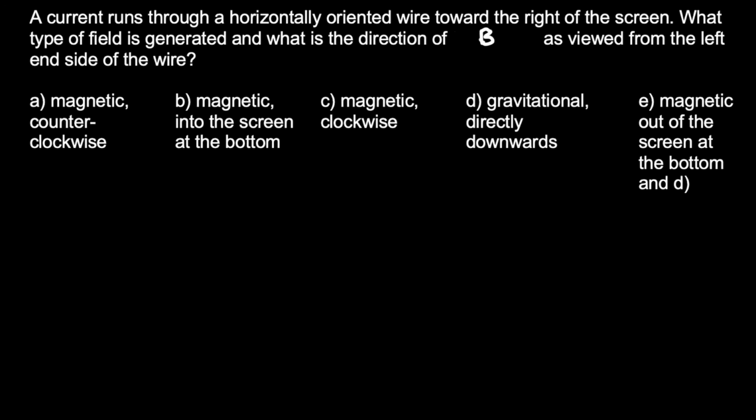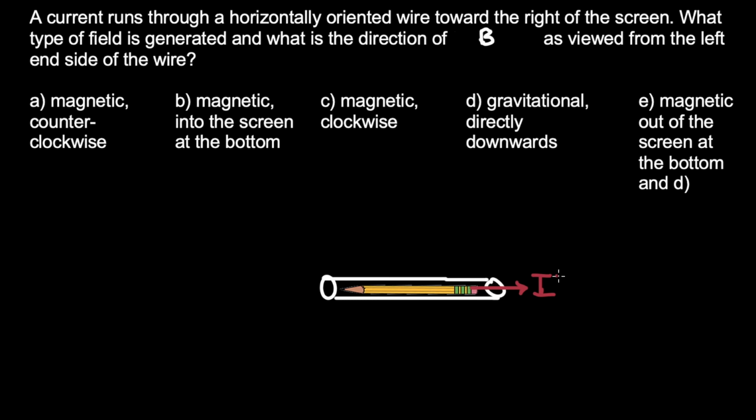A current runs through a horizontally oriented wire toward the right of the screen. What type of field is generated, and what is the direction of B as viewed from the left-hand side of the wire? Okay, so first, I would really recommend taking out your pencil and pretending that it's a wire. For our purposes, because I can draw it on a nice board, I'm also going to just draw a wire around this pencil. Great. So now we know that a current runs through a horizontally oriented wire, and that current is traveling to the right of the screen, so over here.